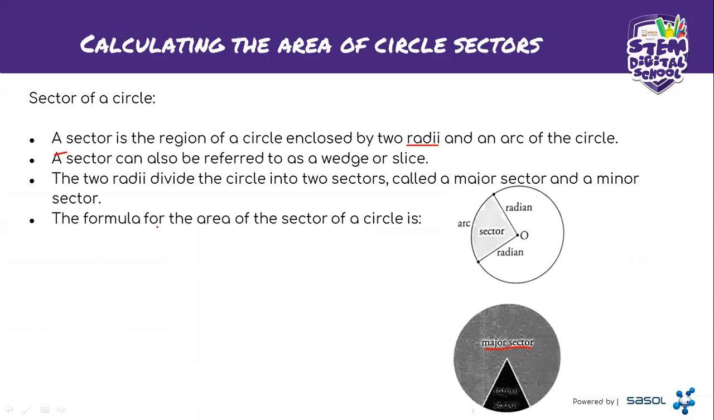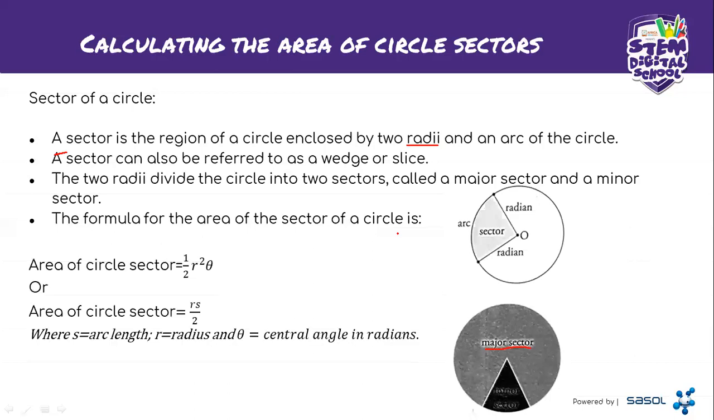Now, the formula for the area of the sector of the circle. Let us get the formula that we are going to use in order for us to calculate the area of a sector. That formula says 1/2 r squared theta, right? Now we all know that this r stands for the radius, and theta is our angle. Meaning when you have to calculate the area of a sector, you're going to use this formula that says 1/2 r squared times theta, right? Or you can use this formula that says area of a circle sector equals r multiplied by s/2.